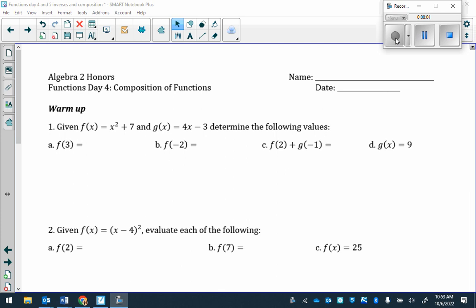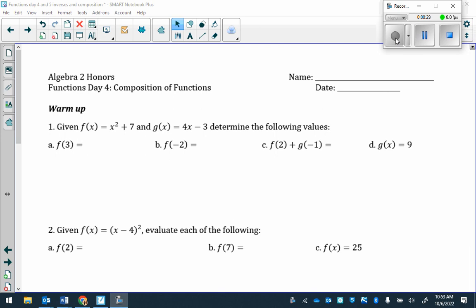Number 1a is 16. Okay, 1a is 16. 1b, however, is what? 11. Because you're substituting -2 in for x. So -2 squared plus 7. Remember, when you're squaring a negative, it becomes positive. So 4 plus 7 gives you 11.